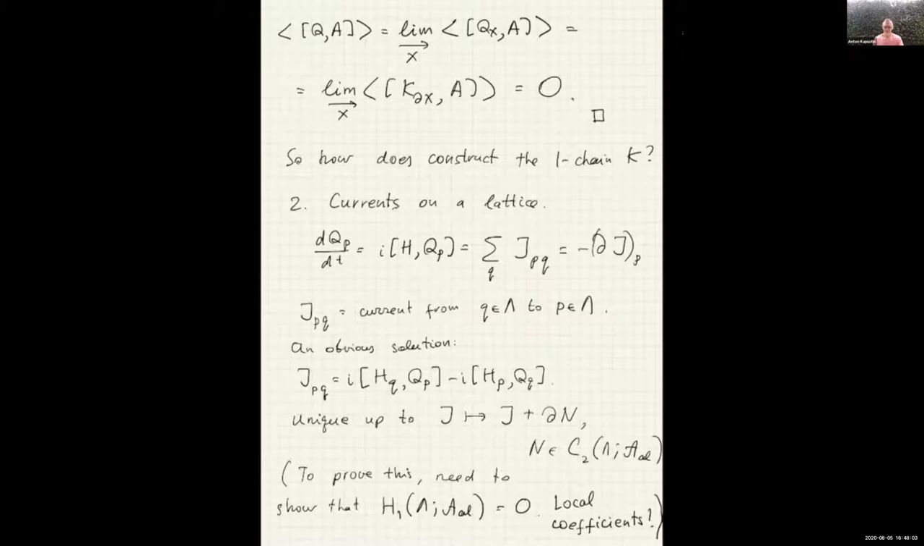Local in the sense that I have the current flowing from P to Q. I want that operator to be localized somewhere around P and Q. I don't want it to be localized God knows where. Right? So it's a local coefficient statement I need here. So now this is getting a bit hairy because, well, this is homology, chain complex. And what I'm supposed to do here, well, it's some sort of a simplicial chain complex of some sort.